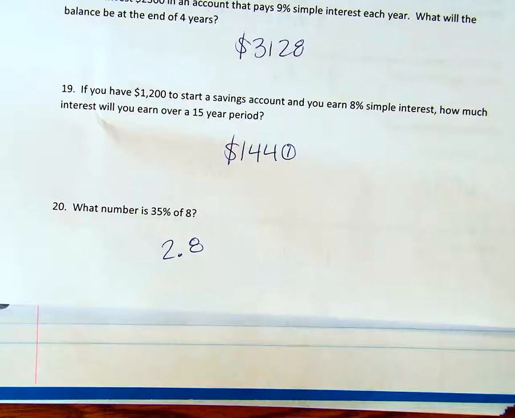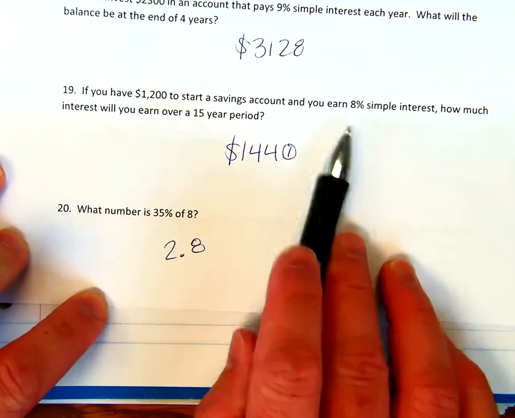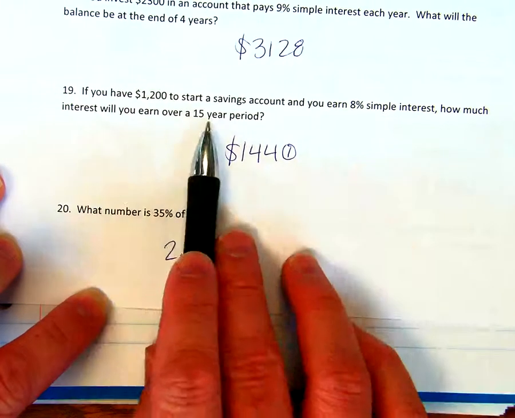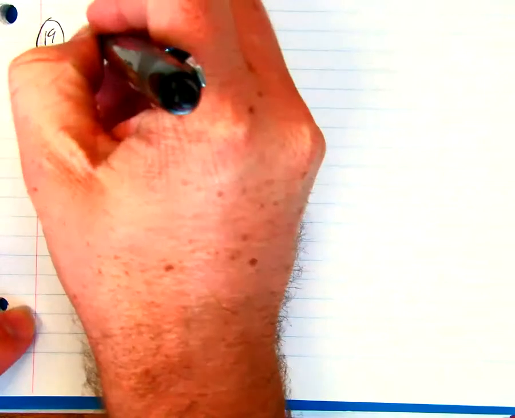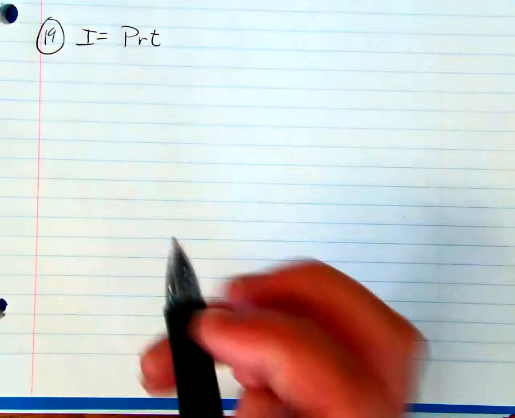Look at the formula that we would need. P, the principal amount, is $1,200. R, the interest rate, is 8%. And T, the time, is 15 years. So for number 19, interest equals principal times rate times time.